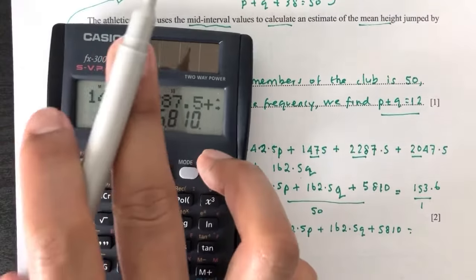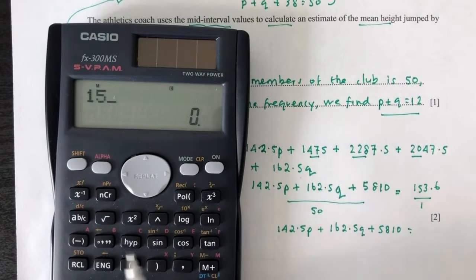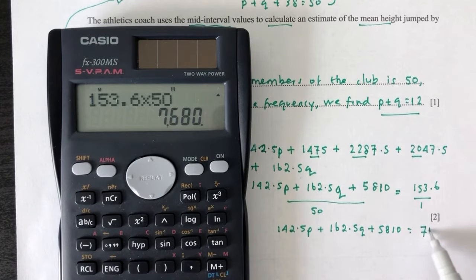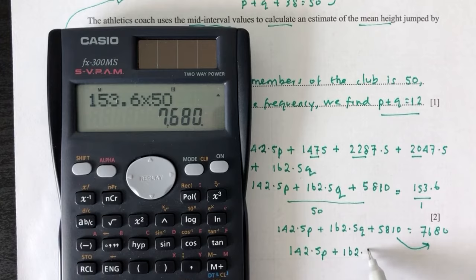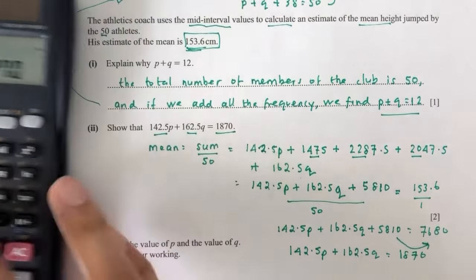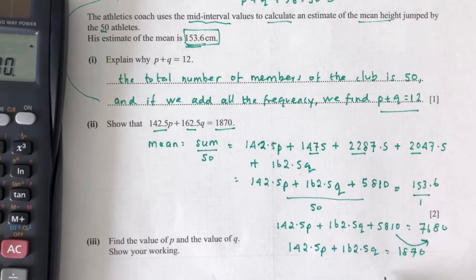So let's use our calculator again. So 153.6 times 50, we have 7680. So now we have to send this one over here. We will have 142.5P plus 162.5Q equal to this minus 5810. That will be 1870. So now let's compare. So we have this here and we have this here, so it means it is the same, so shown as required.